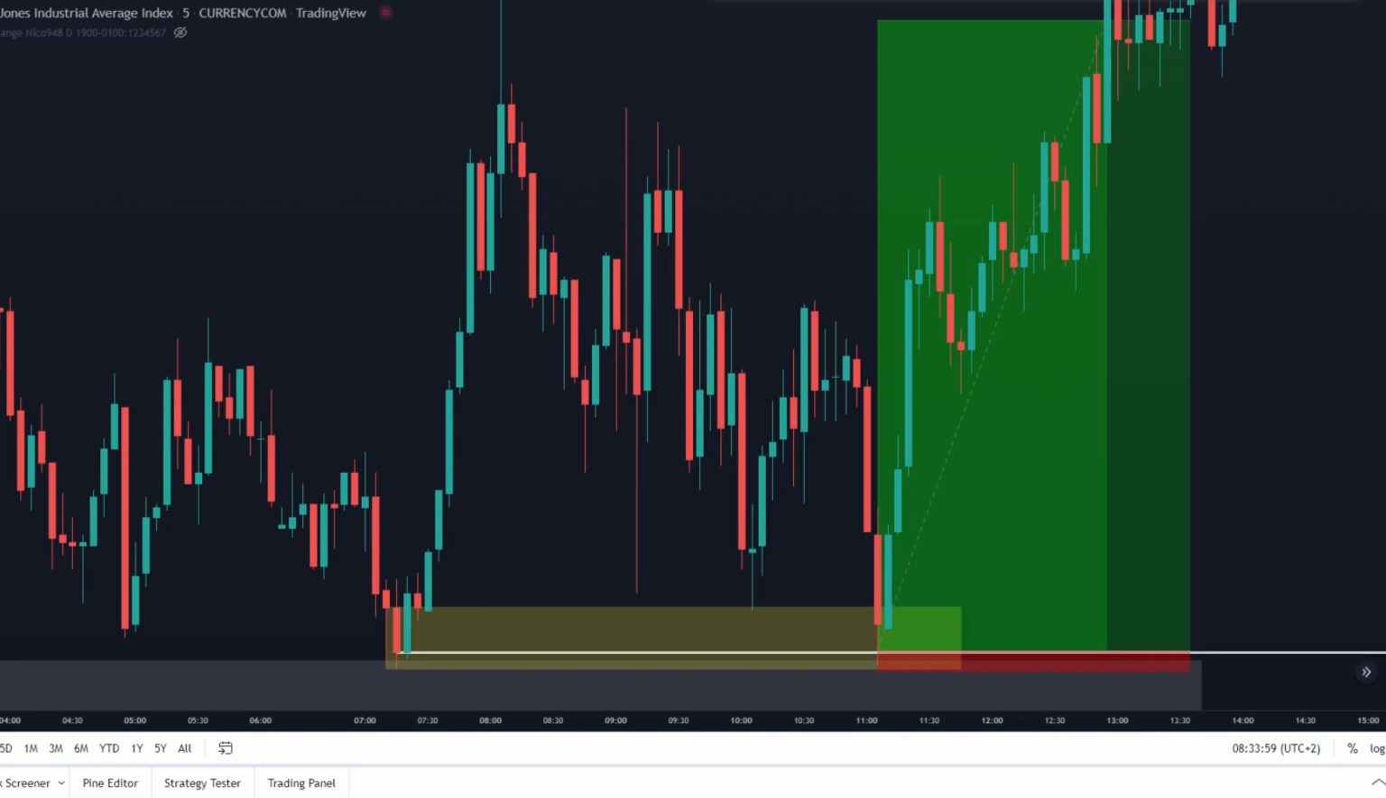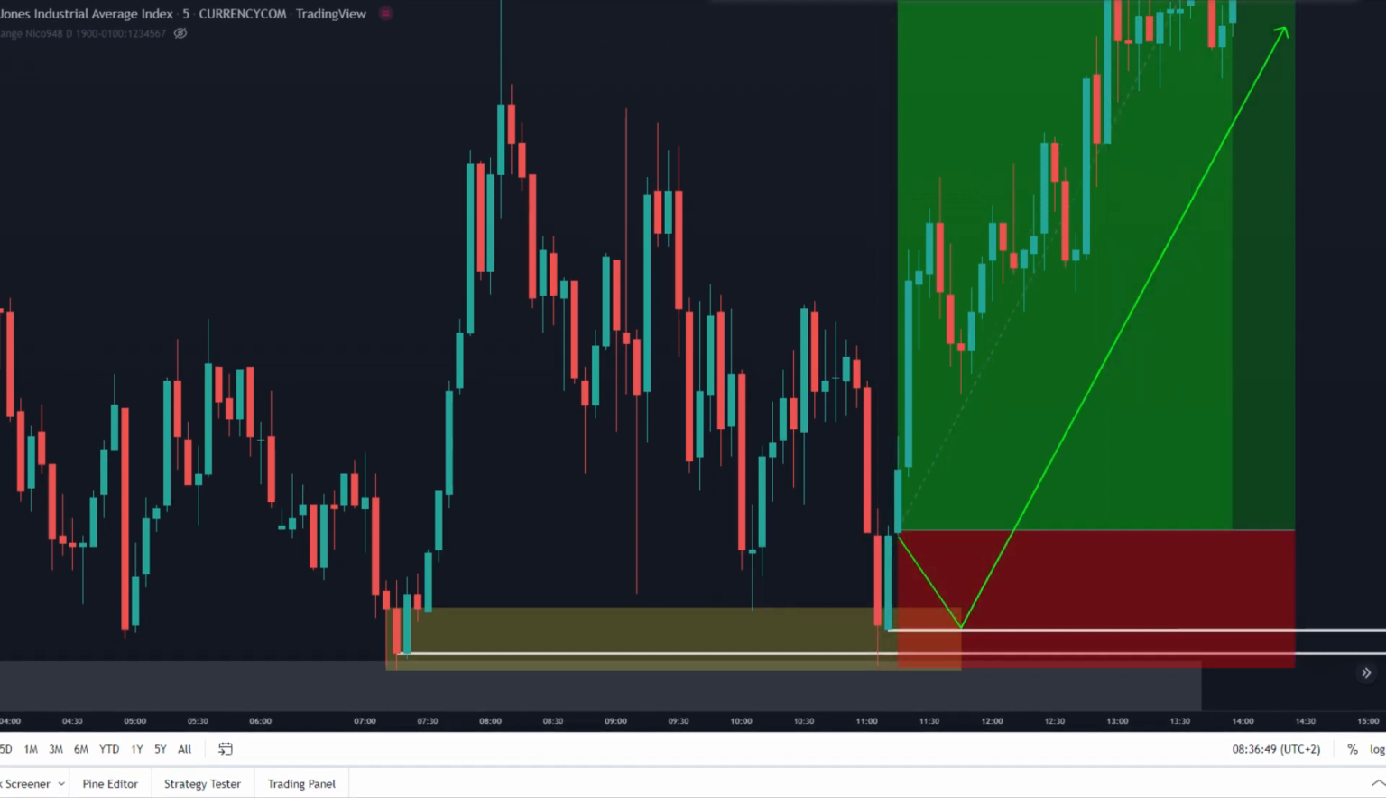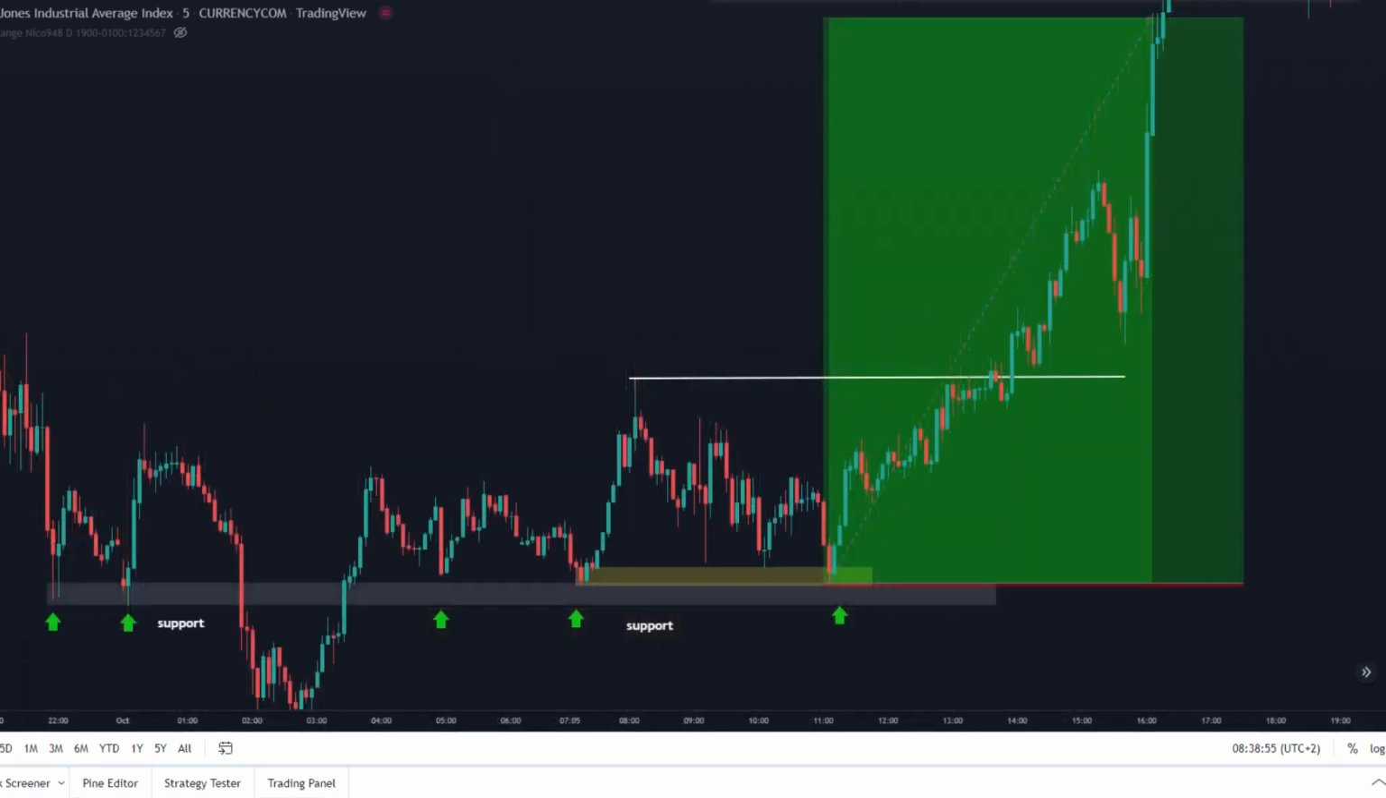But what if you have missed the sniper entry? You enter at the close, or you were waiting for a retest to make a sniper entry. That means this trade will go higher without you. Okay. Now look at the stop loss and profit.